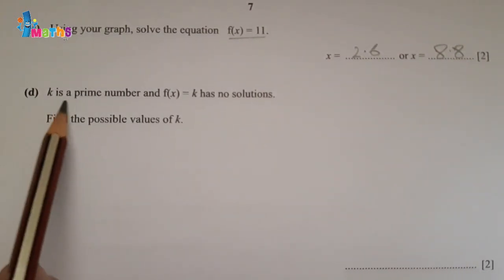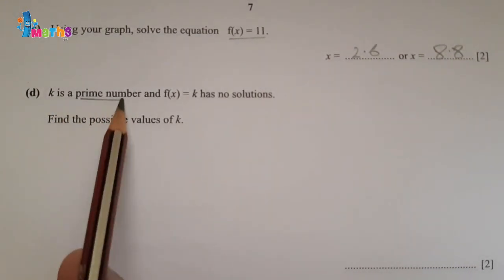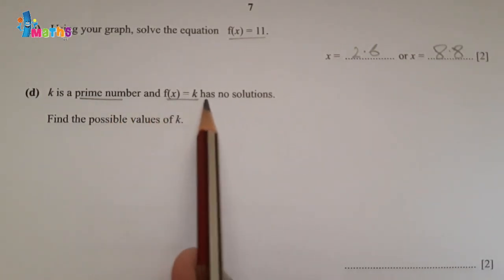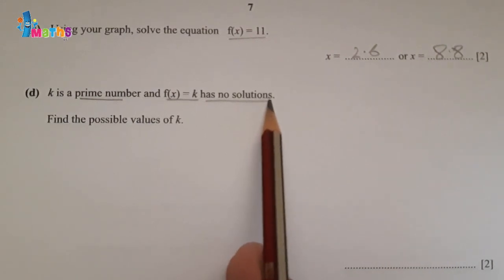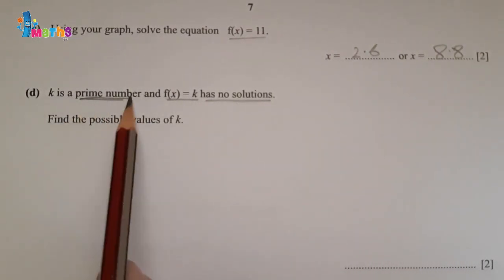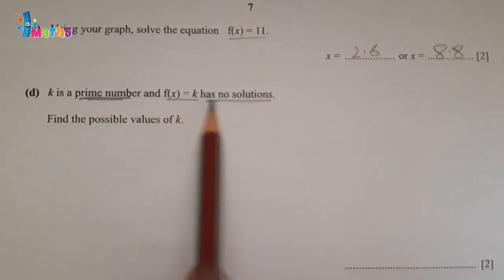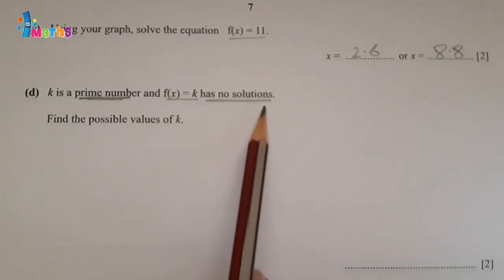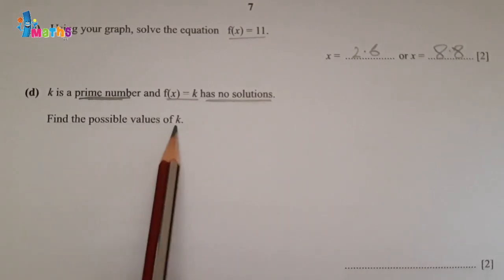Part D. K is a prime number, and f of x is equal to K has no solutions. This is important. It is a prime number and has no solution. No solution means it's not intersecting the graph. Find the possible values of K.